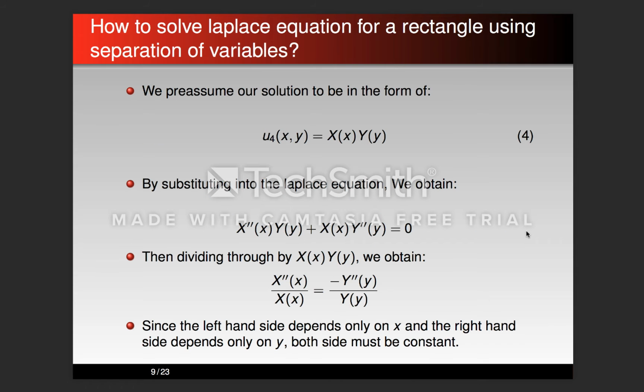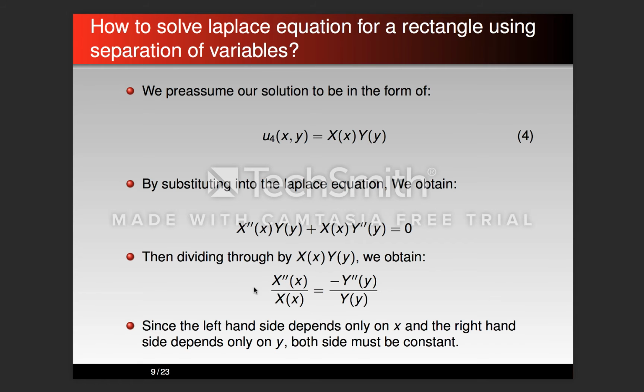So now how to solve the Laplace equation on this side of the rectangle using separation of variables. First, we presume our solution to be in the form u4(x,y) equals X(x) times Y(y). By substituting into the Laplace equation, we get this equation, and dividing through by X(x) and Y(y), we obtain this equation where X double prime of x divided by X of x is equal to minus Y double prime of y divided by Y of y.